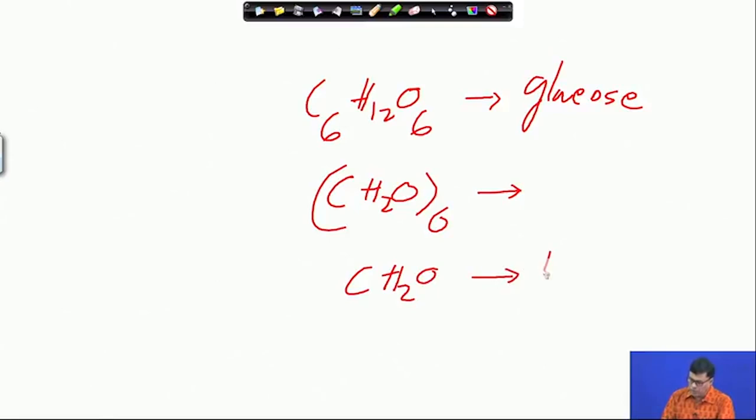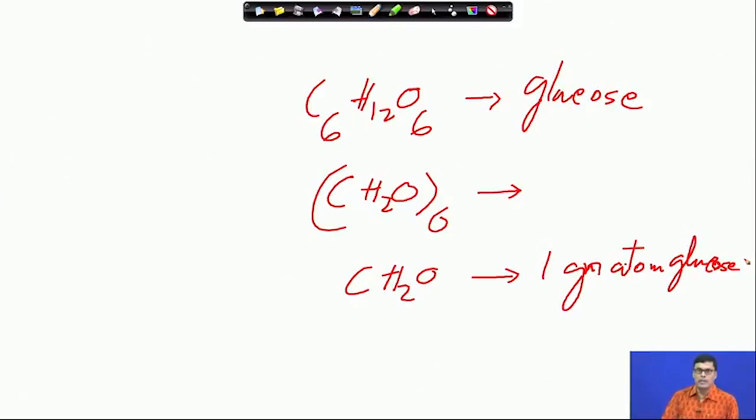This is 1 gram atom of glucose when you use it as a substrate. Am I right? Similarly, it is applicable to any compound: when you determine the empirical formula, we can easily convert it in terms of 1 gram atom of carbon. That is not very difficult.